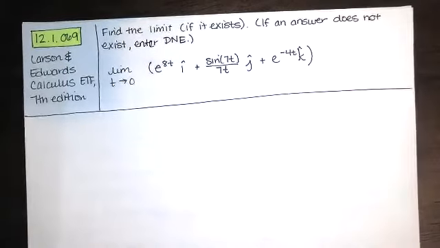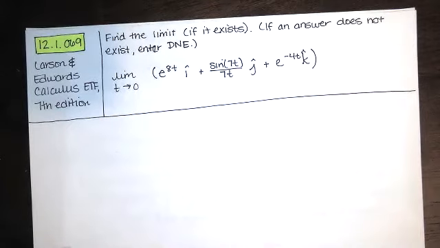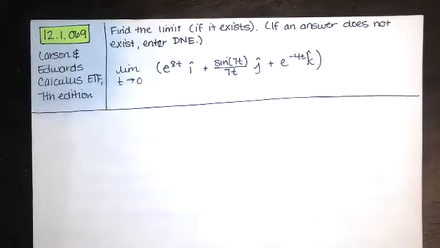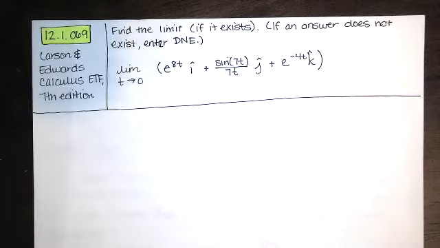In this video, we're solving problem 12.1.069 from the Larson and Edwards Calculus Early Transcendental Functions text, 7th edition. We're asked to find the limit if it exists. If the answer does not exist, we're asked to enter DNE in WebAssign.